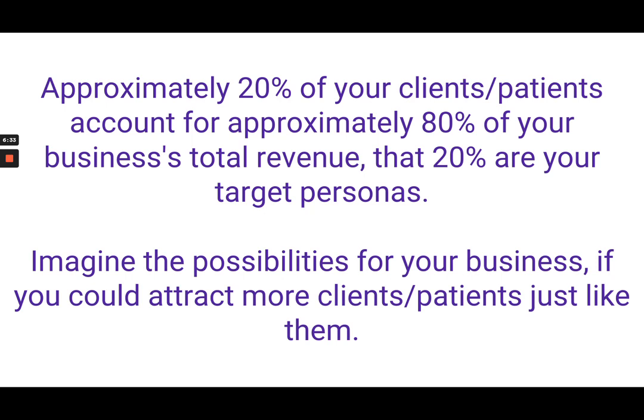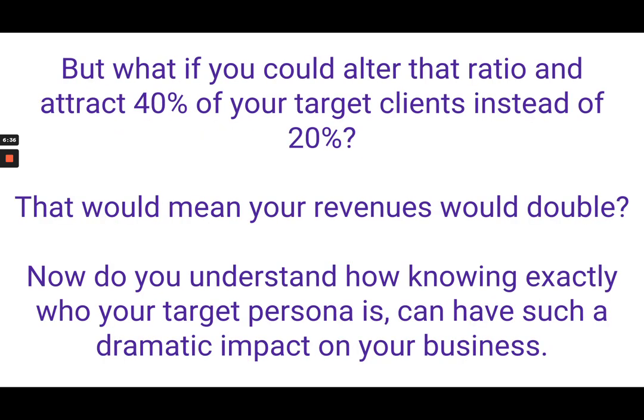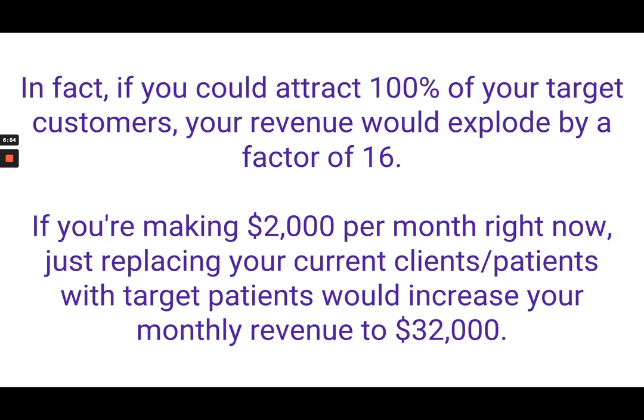Imagine the possibilities for your business if you could attract more clients and patients just like them. But what if you could alter that ratio and attract 40% of your target clients instead of 20? Would that mean your revenues would double? Now, do you understand how knowing exactly who your target persona is can have such a dramatic impact on your business? In fact, if you could attract 100% of your target customers, your revenue would explode by a factor of 16. If you're making $2,000 per month right now, just replacing your current clients or patients with target patients could increase your monthly revenue to $32,000 per month.